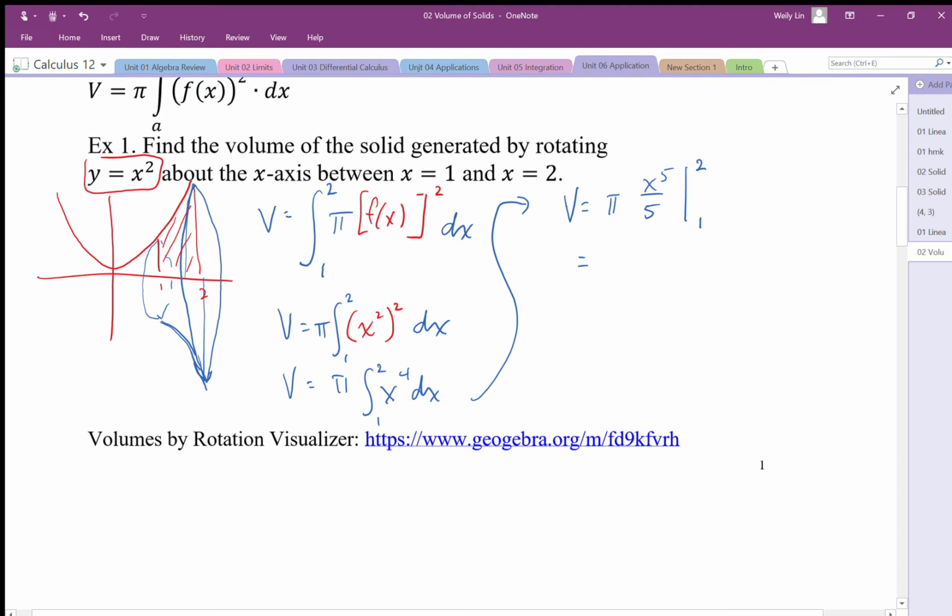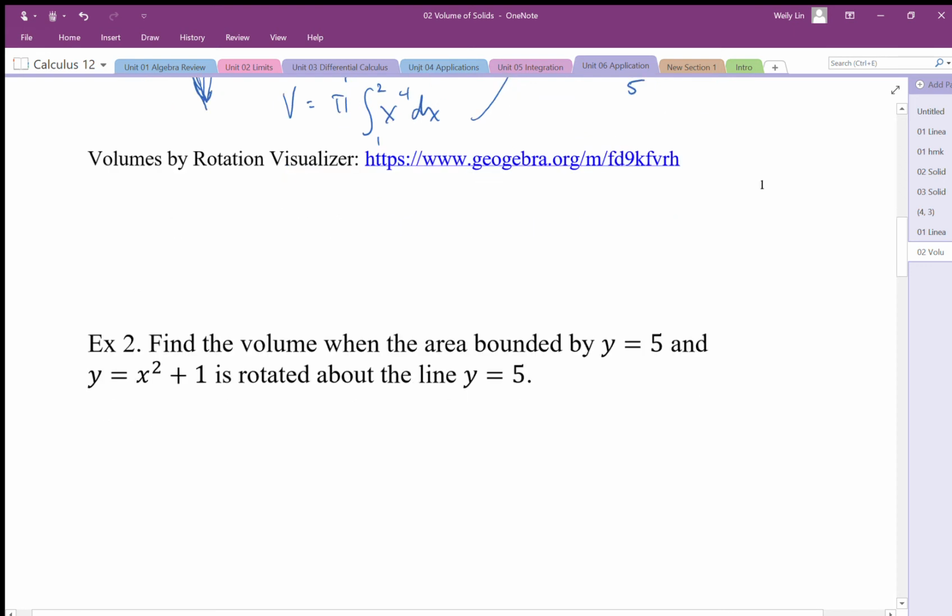Okay, so then when I plug it in, I get pi times 32 over 5 minus 1 to the power 5 over 5. So the volume works out to be 31 pi over 5, and that's going to be units cubed. Okay, so there's my volume. Now we can take a look at another one.